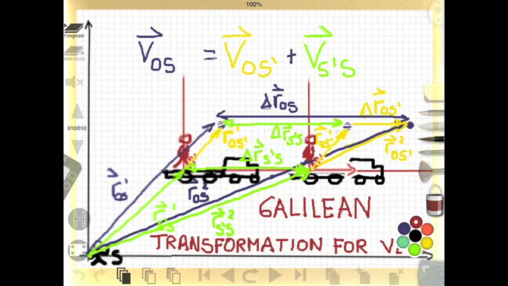This simple equation that relates the velocity of an object as measured in two different systems of reference is called the Galilean transformation for velocity. And I will show you in the next video a few examples of how to use this equation.